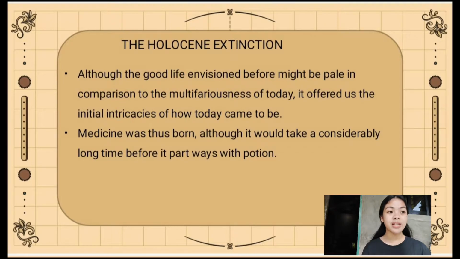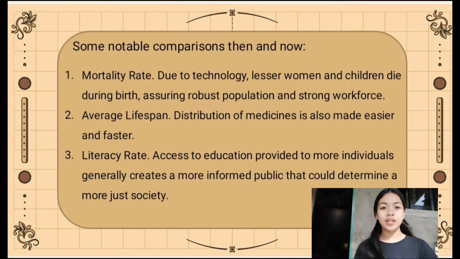In addition, medicine was thus born, although it would take a considerably long time before it parted ways with potion. So technology has been instrumental because in searching for a good life, people were able to come up with creations that would make life easier, more comfortable, and enriching. So the humans of today are much better off compared to humans several centuries ago. Advancement in medicine, technology, health, and education ushered in humanity's best yet and show no sign of stopping.